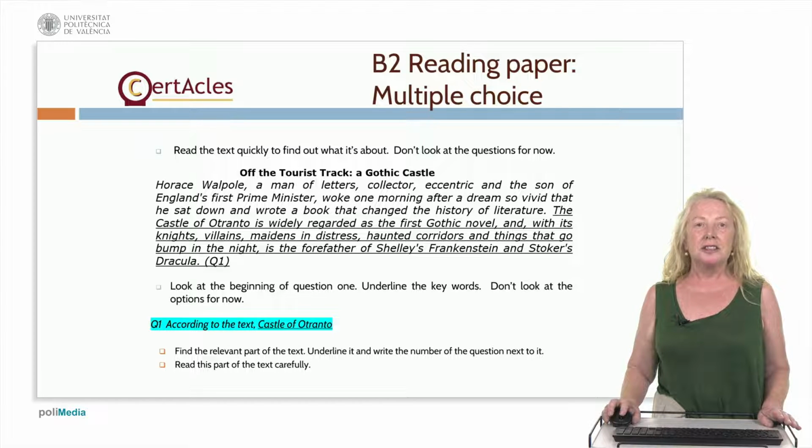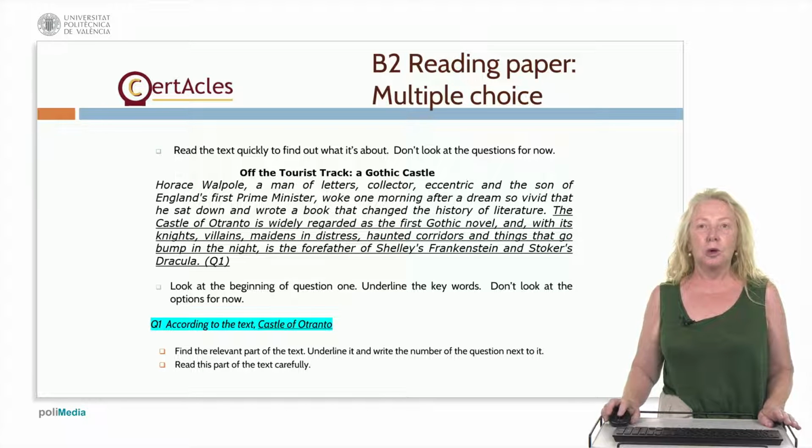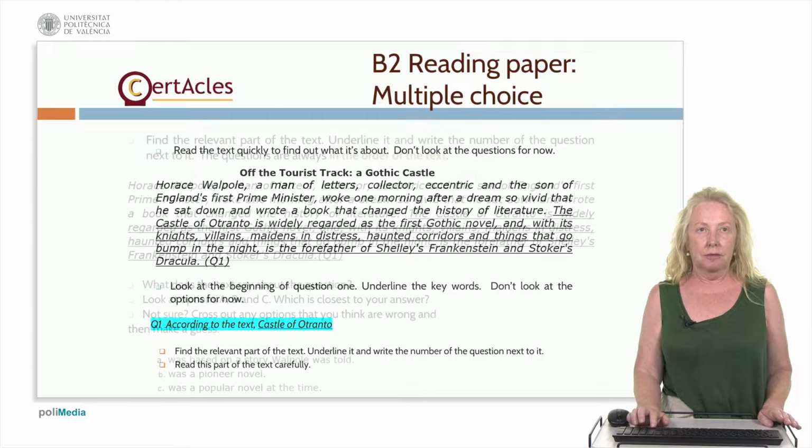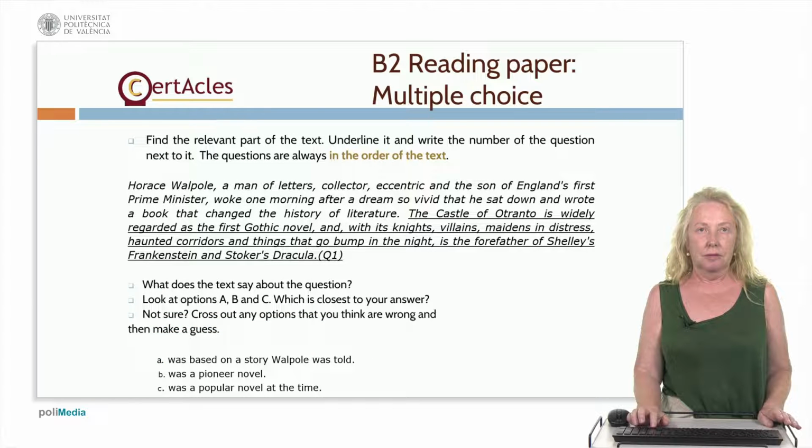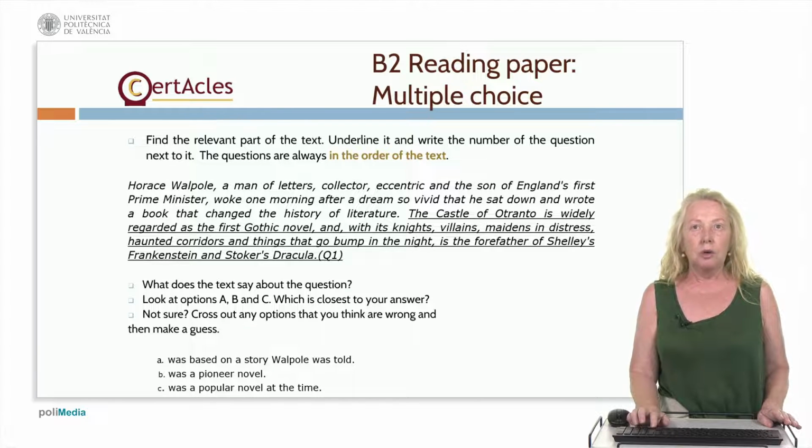So what does the text say about Castle of Otranto? Try to answer the question in your own words. Now look at the 3 options, A, B and C. Which one is closest to your answer?